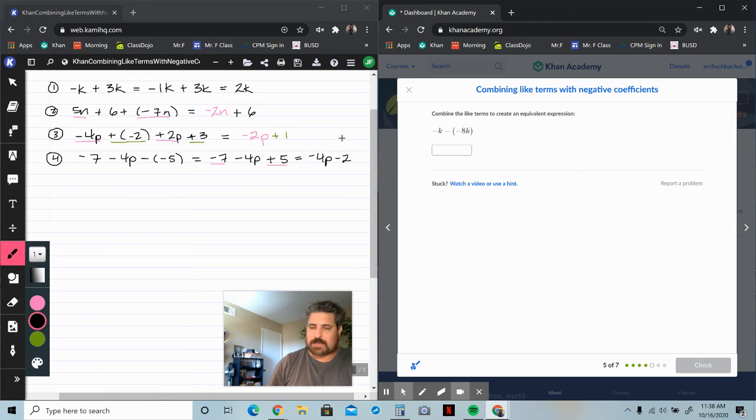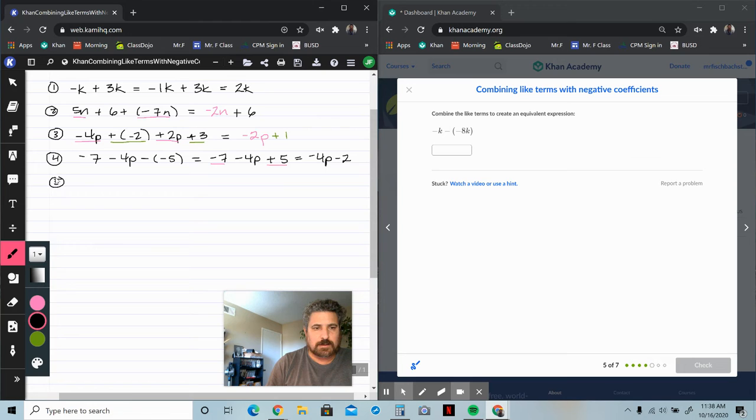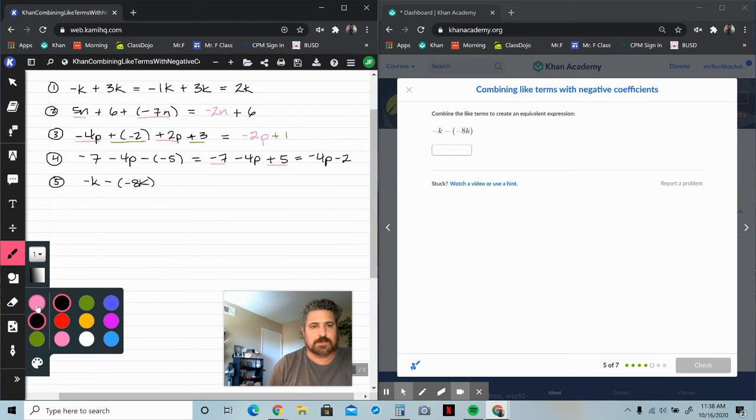All right, let's get into number 5. So number 5 here is negative k, and then you're taking away from that negative 8k. So these are both k terms, so you're going to combine them. They're like terms. The one thing you've got to do here is change your subtraction to addition, or realize that a negative times a negative is a positive.